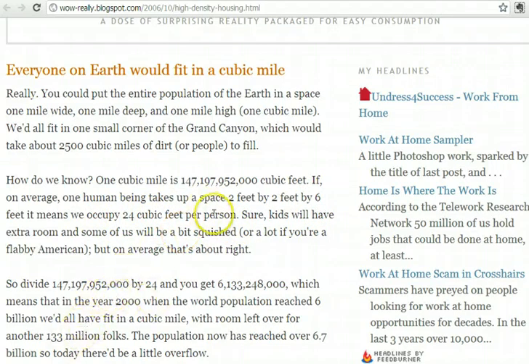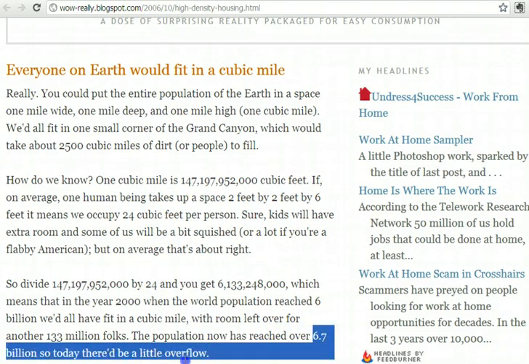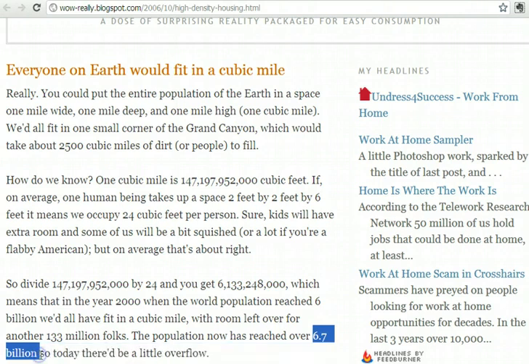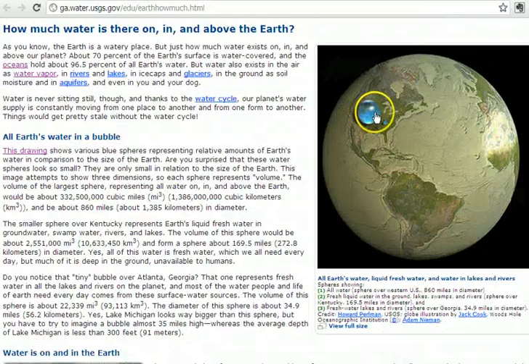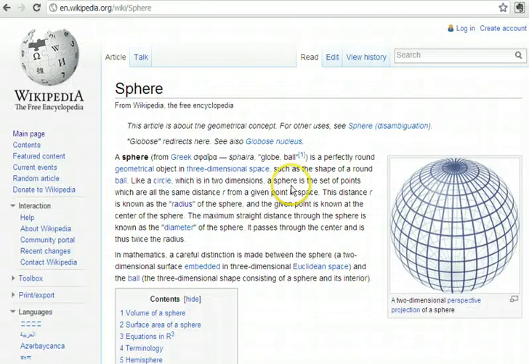This website is from 2006, and they're saying the population is 6.7 billion. We know that today the population of the world is about 7 billion, so there'd be a little more overflow, but basically within 2 cubic miles, you could fit every single person on Earth, which helps us better understand how small all the water on the Earth is, because the Earth is a sphere. So this is coming up on 7 minutes. I don't want it to go quite that long, but this is just an example of how math can help us get some better perspective on our world.